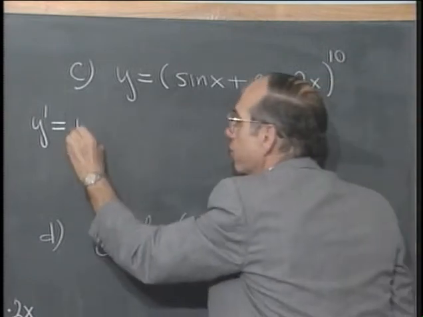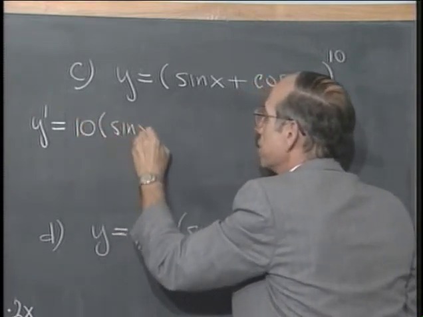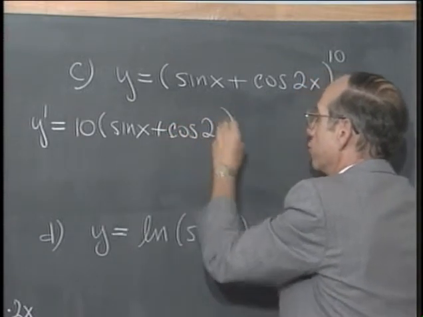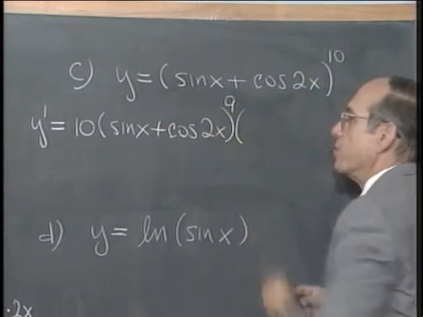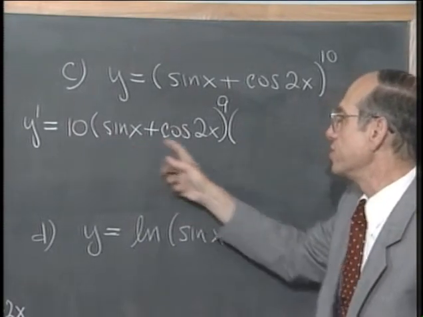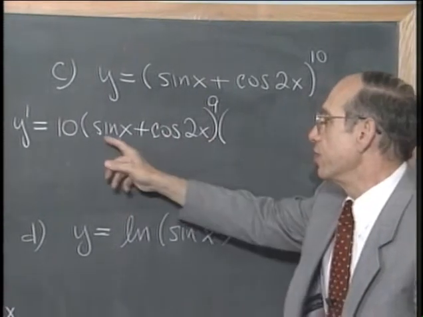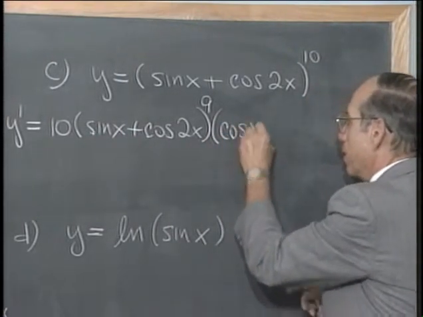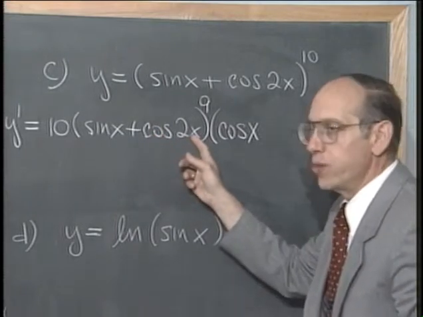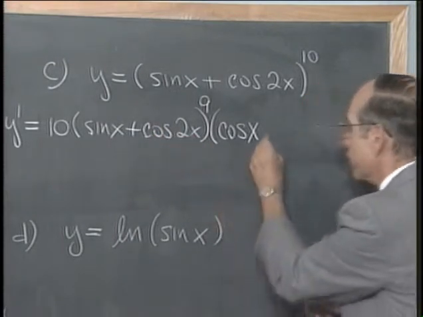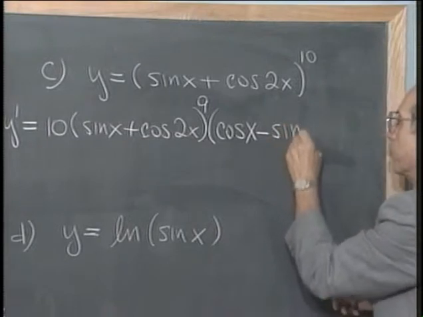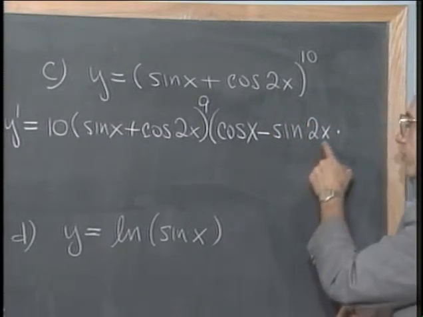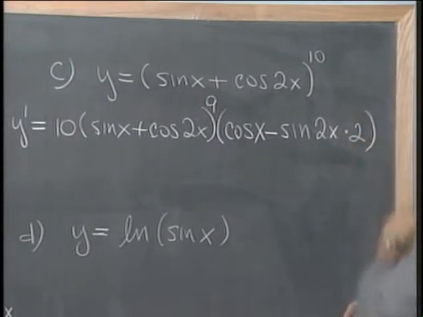So this is 10 times sine of x plus cosine of 2x to the 9th. And we multiply this by the derivative of what's inside these parentheses. The derivative of the sine of x is the cosine of x. The derivative of the cosine of 2x, this is the cosine of u, the derivative is minus the sine of 2x, and then we have to multiply that by the derivative of 2x, which is 2.